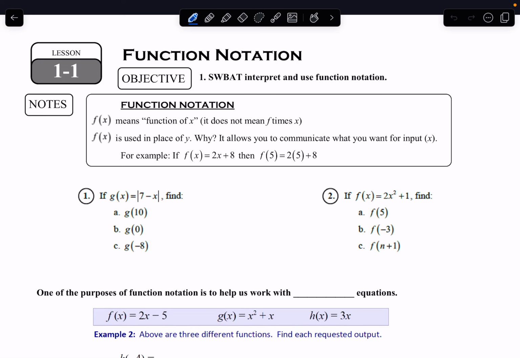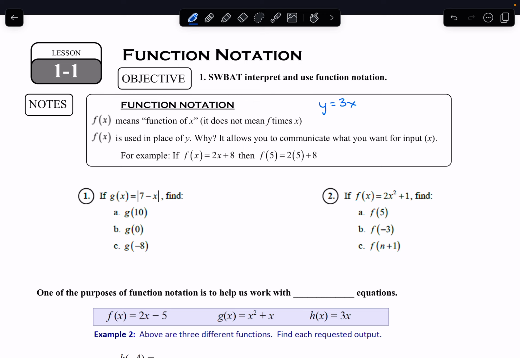All right, guys, so today we're talking about function notation. In the notes here, you'll see it starts off by saying f of x means function of x. It does not mean f times x. And where you'll see this a lot of times is we get really used to writing things like y equals 3x.